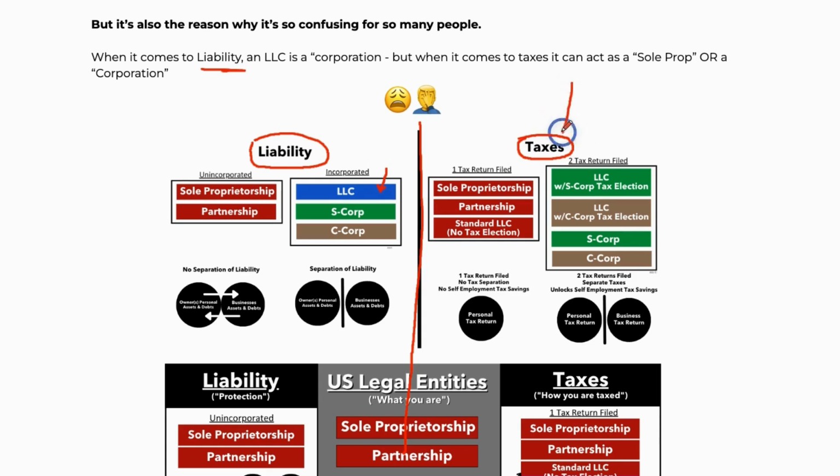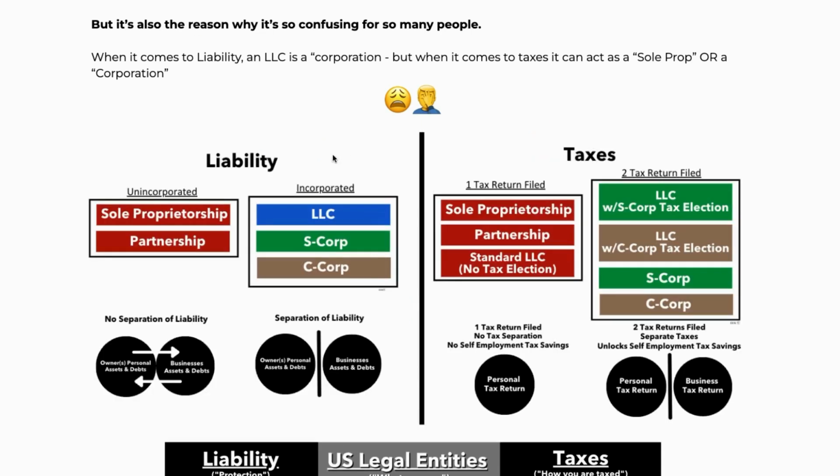But then on the taxes side of the equation, I'll show you another diagram showing the exact same thing, but just in a different way. On the taxes side, you can have either a standard LLC with no tax election, which is filed very similar to a sole prop or a partnership in which there's only one tax return that is filed, or you can have an LLC with an S Corp election, or you can have an LLC with a C Corp election, and that is taxed similar to an S Corp or a C Corp, okay? So let me make this diagram a little bit bigger so you can see this right here. This is what I want you to see right here, right? Because these diagrams here at the bottom are very important, right?